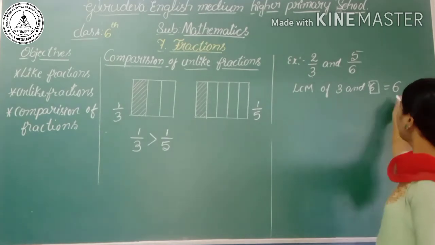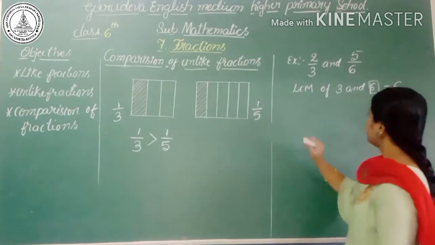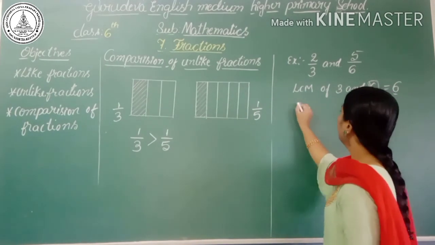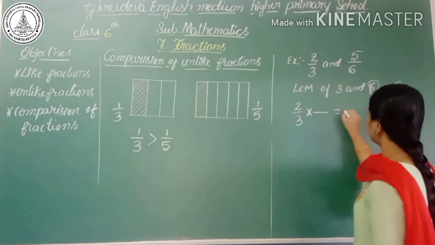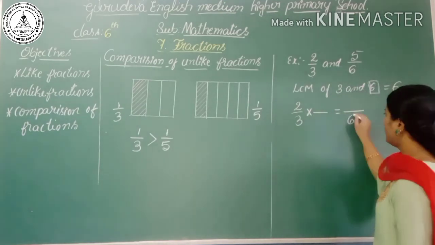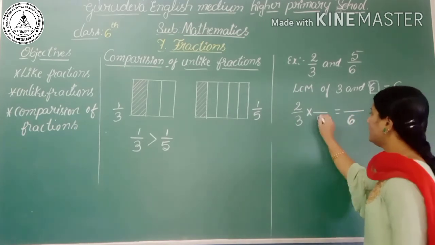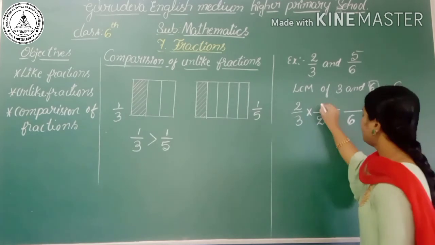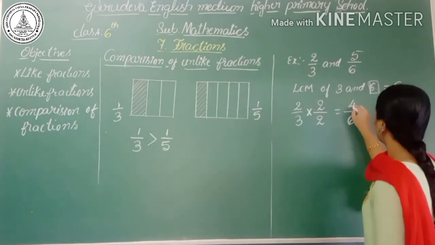Okay, so we have to make a denominator which is equal to 6. Okay, then see here: 2 by 3 into dash, which is equal to, the denominator becomes 6. So we have to make the denominator 6. Then 3 times how much is 6? 3 times 2 is 6. Then multiply and divide by the 2. Then 2 times 2 is 4.